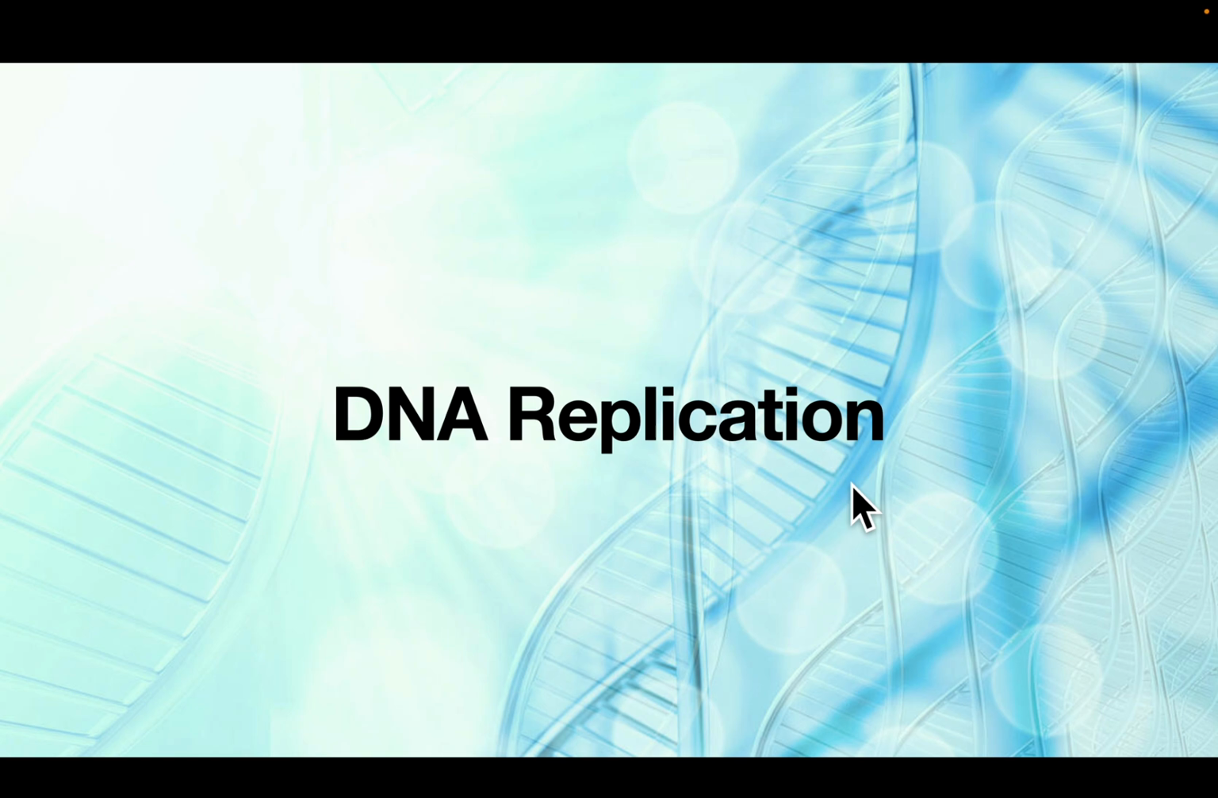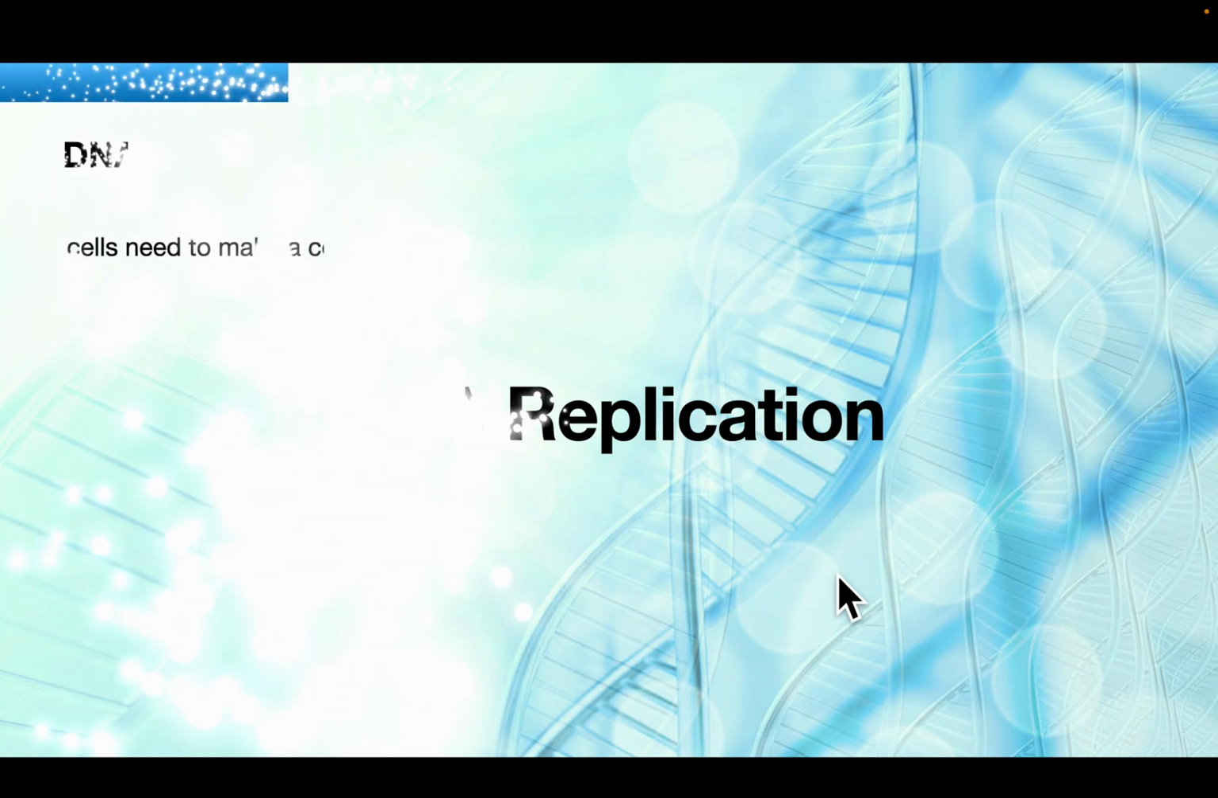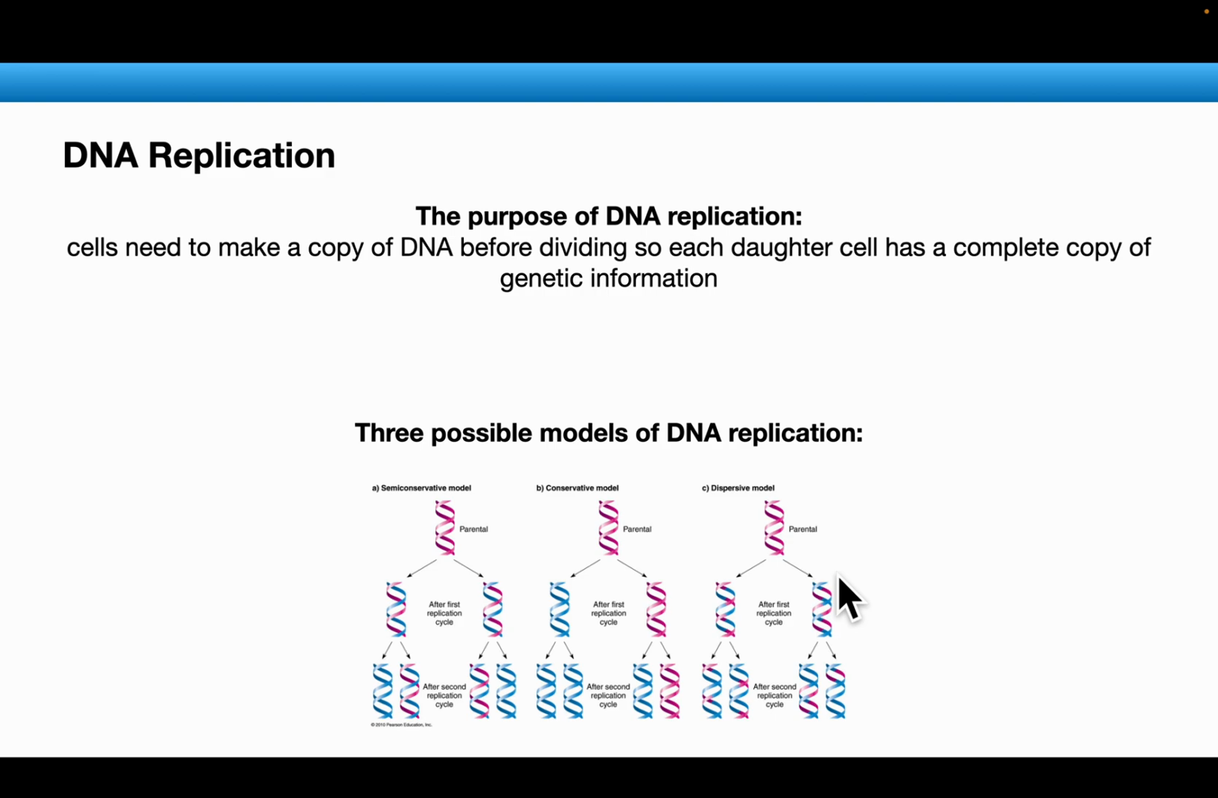So today we're going to look at DNA replication. At first, we're going to talk about the purpose of DNA replication. We all know that cells need to make a copy of DNA before dividing, so each other cell has a complete copy of genetic information. And in this process, the parent cells need to make sure of the accuracy of the genetic information.